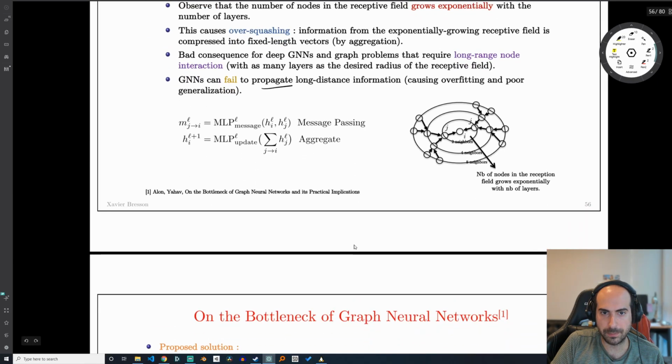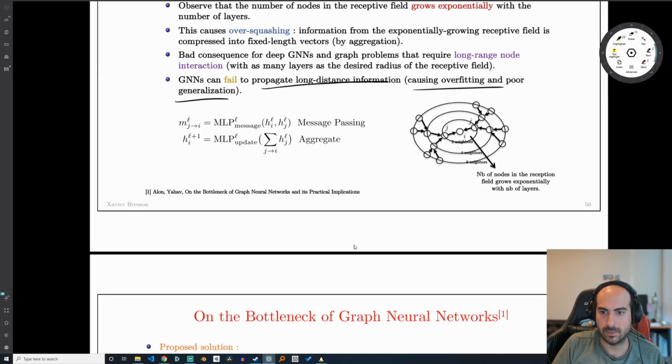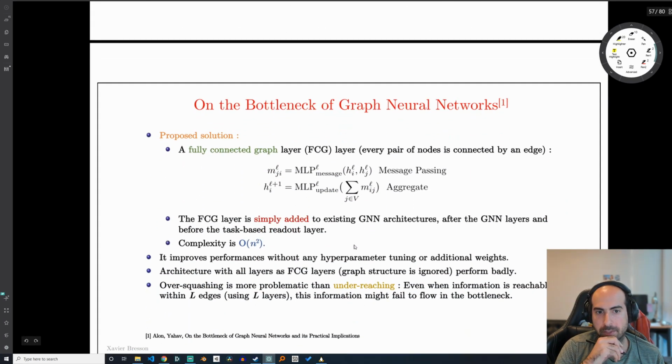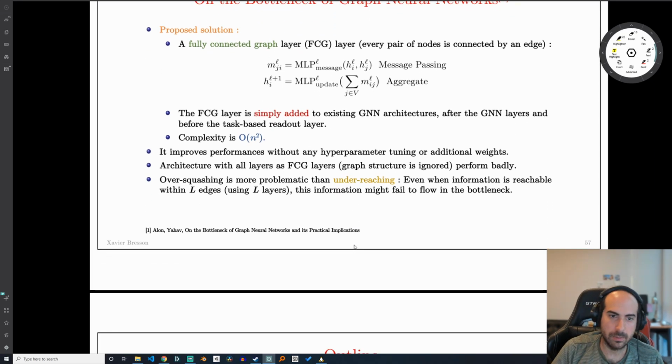They fail to propagate long distance information, causing overfitting and poor generalization. This is from the paper on the bottleneck of graph neural networks. Okay. A fully connected graph layer: every pair of nodes is connected by an edge. Complexity is big O of n squared. It improves performance without any hyperparameter.